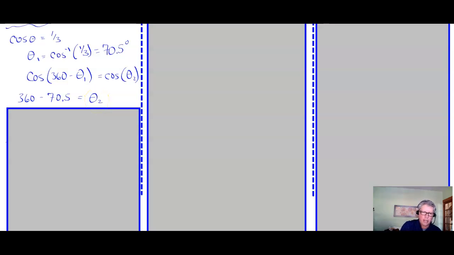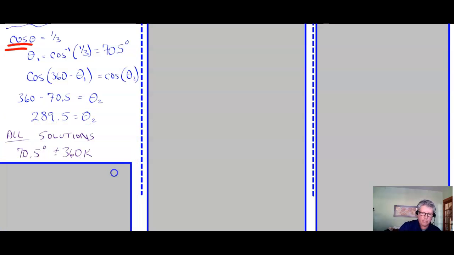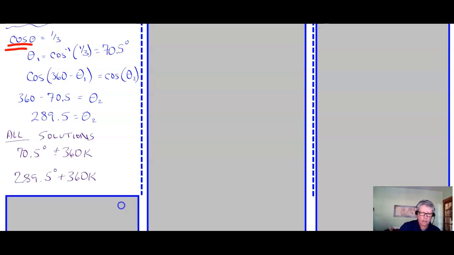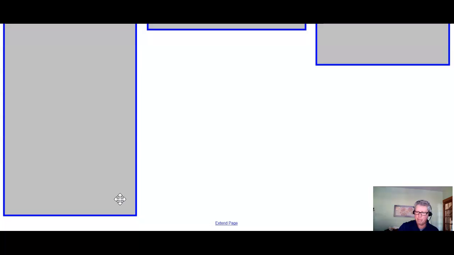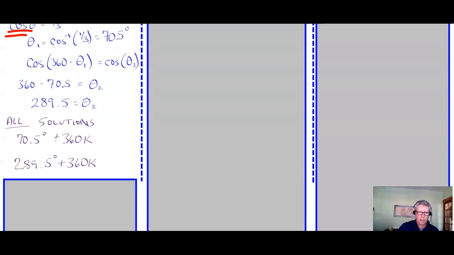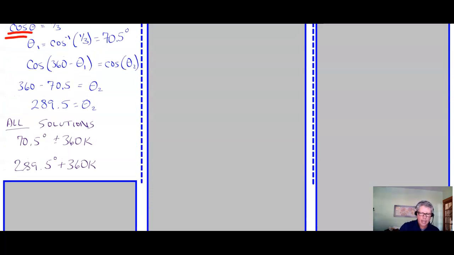Ladies and gentlemen, this is because it's cosine. Sine is different. Tangent is different. You have to organize your thoughts there. As you can see, I've got my two angles, and they are here and here. So I know this one works and I know this one works.